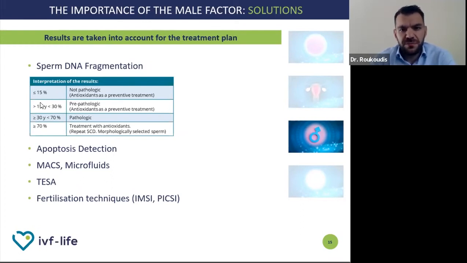In general, the seminogram, the spermiogram, you can see big differences from spermiogram to spermiogram. So we give it a try, and if nothing helps, we have also other diagnostic tools like apoptosis detection, like TESA, to take a sample directly from the testicles, and then to use other fertilization techniques like IMSI and PICSI.